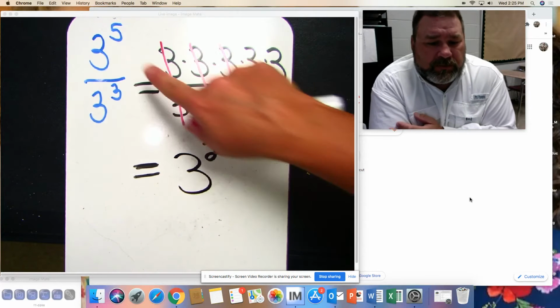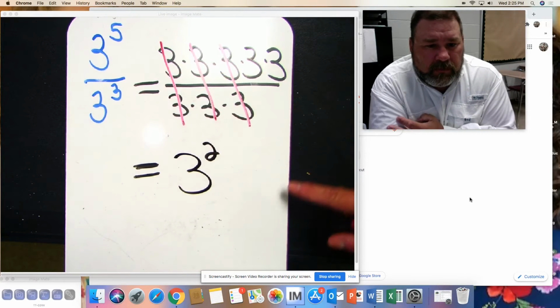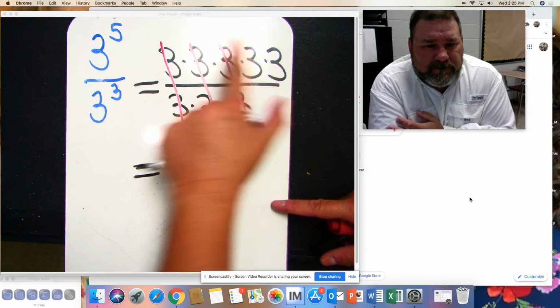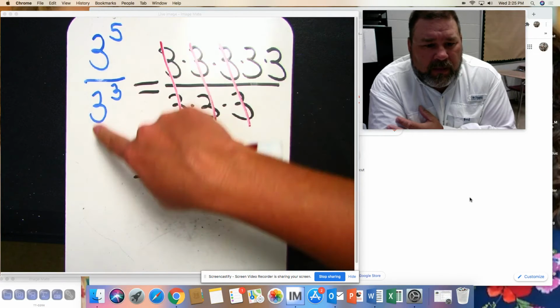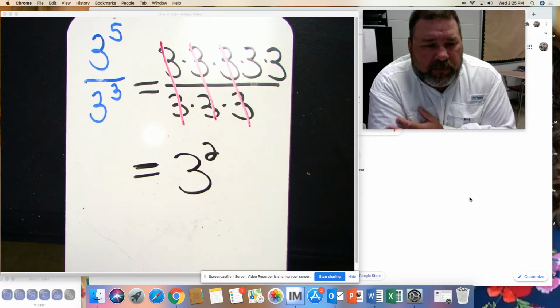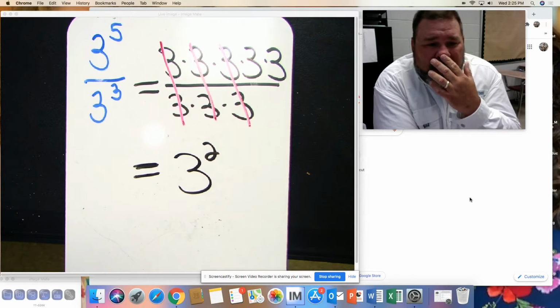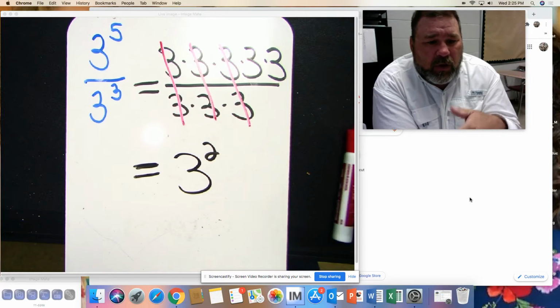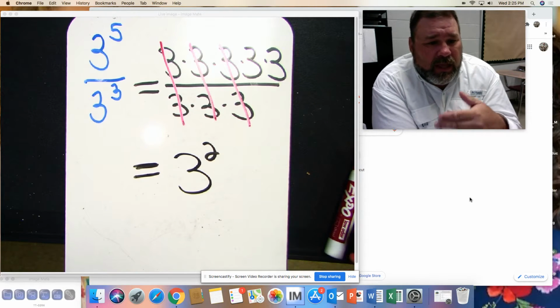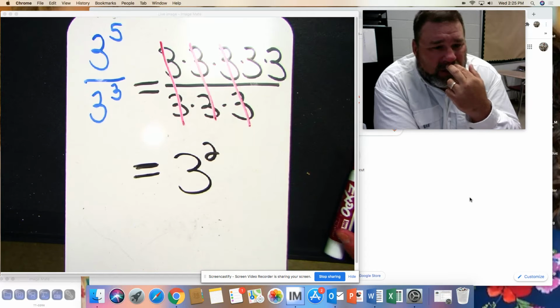Now, look at my original problem and pretend I could skip all of this. What would be the shortcut here if I did 3 to the 5th divided by 3 to the 3rd? Well, I think that I've got 2 3s left upstairs and no 3s left downstairs. And so why couldn't I just go ahead and subtract those exponents, Miss Powell?